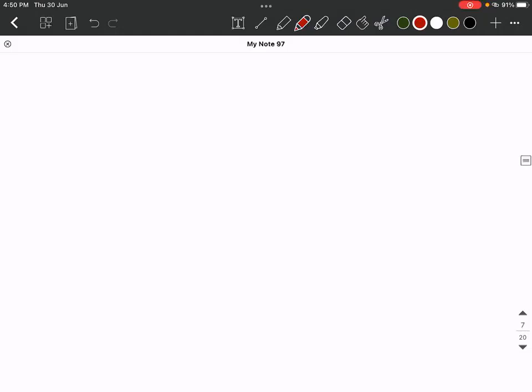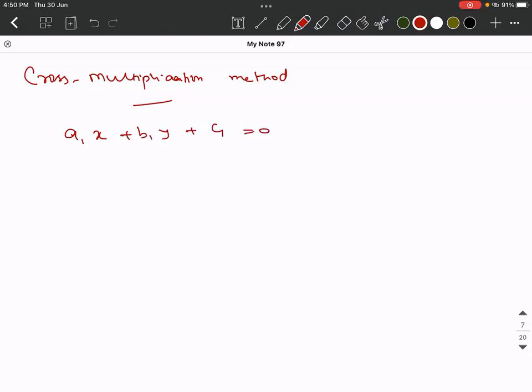Now, third one is solving linear equations in two variables using the cross multiplication method. See, it's very simple, okay? So if I take the linear equations in the format a1x plus b1y plus c1 is equal to 0, and a2x plus b2y plus c2 is equal to 0.